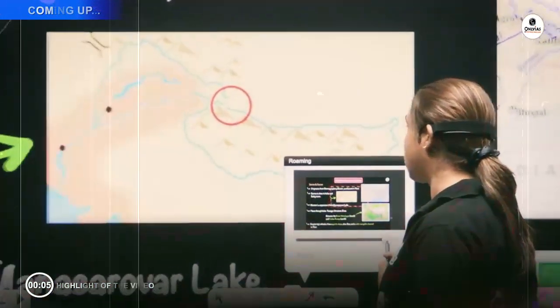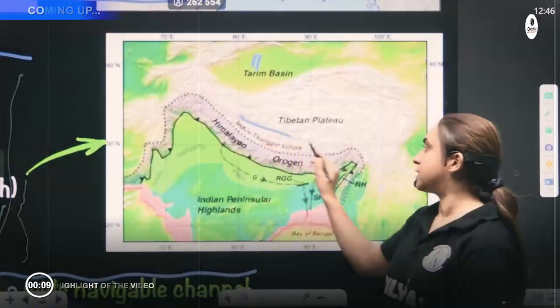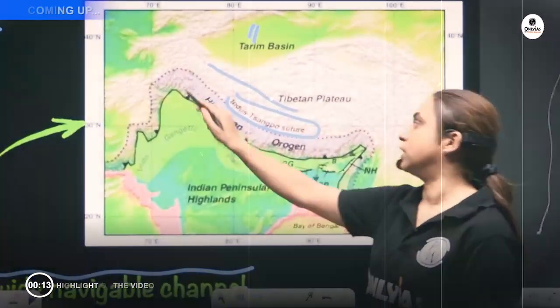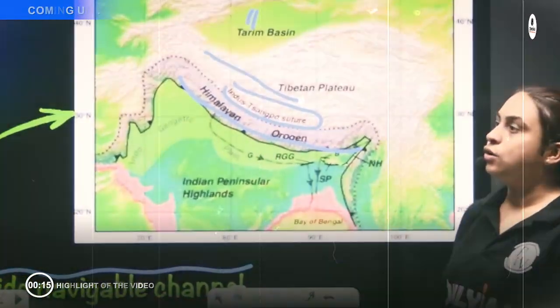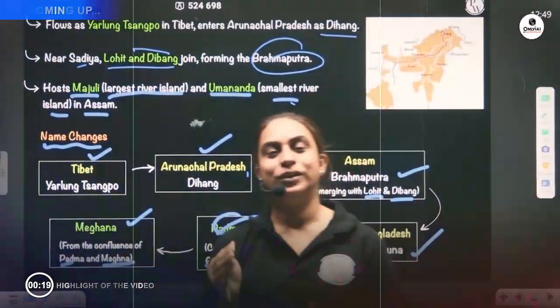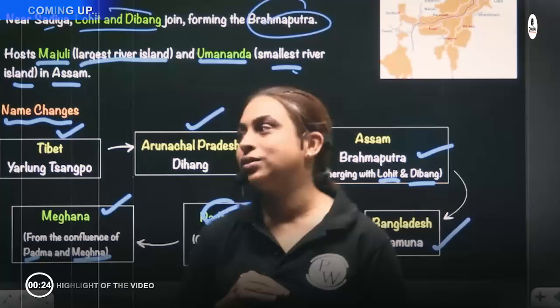We are continuing with the series of the rivers. We have put Indus River System. The source of Brahmaputra River is near Mansarovar, the Indus Sangpo suture zone. On one side you have the Kailash range, on the other side you have the Himalayan topography. The name is changing. Yarlung Sangpo, to Dihang, to Brahmaputra, to Jamuna, to Meghna.